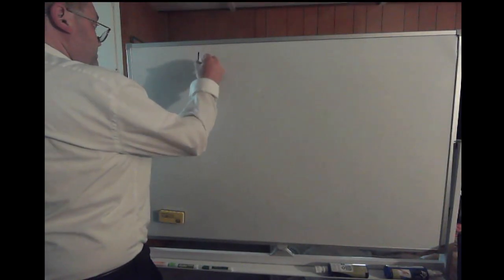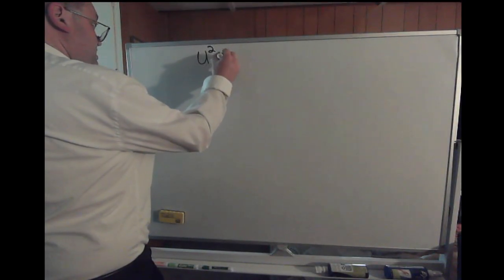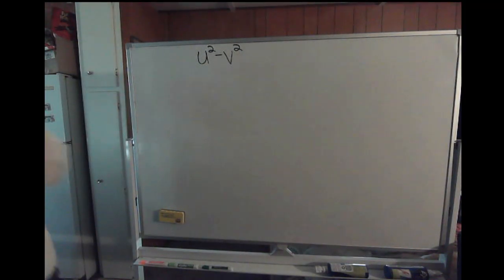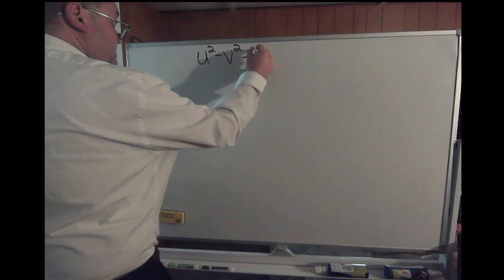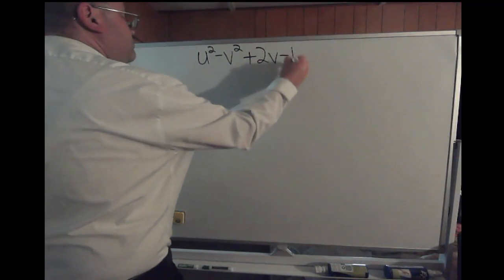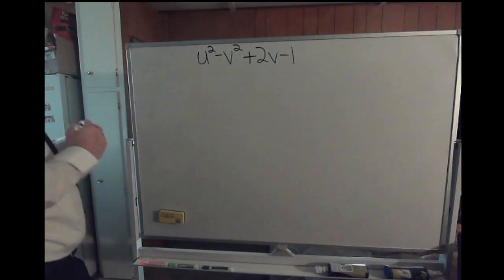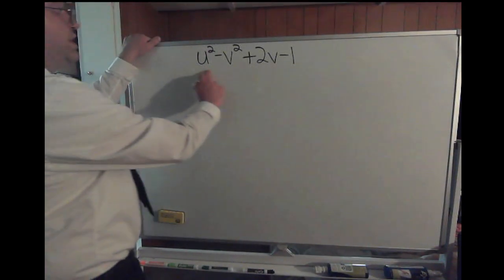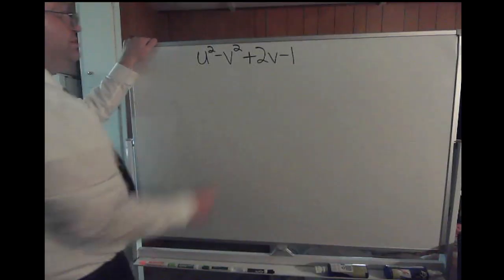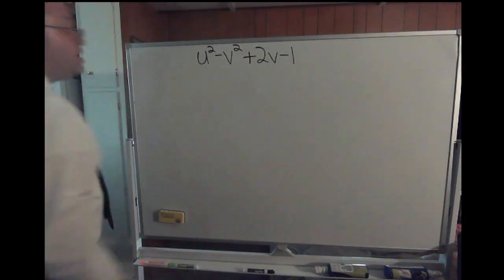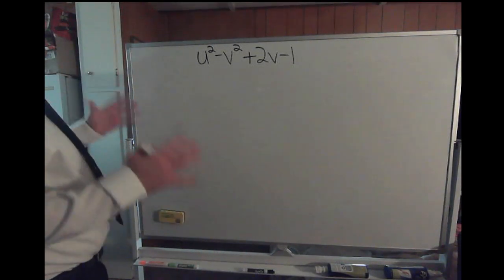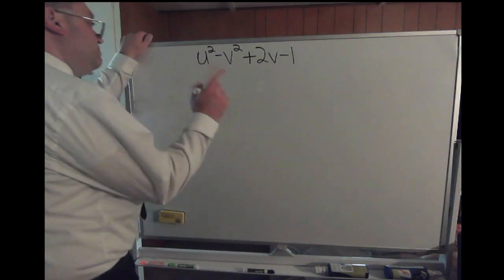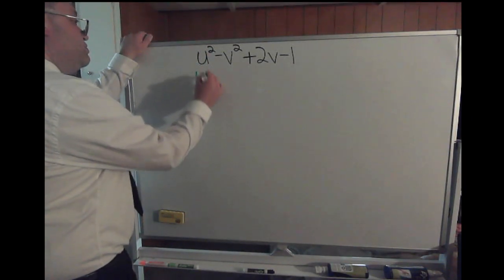We've got u squared minus v squared plus 2v minus 1, okay? So u squared minus v squared plus 2v minus 1. This looks like a similar problem, only it's going backwards, okay? Humor me for a second. So you're going to have u squared.